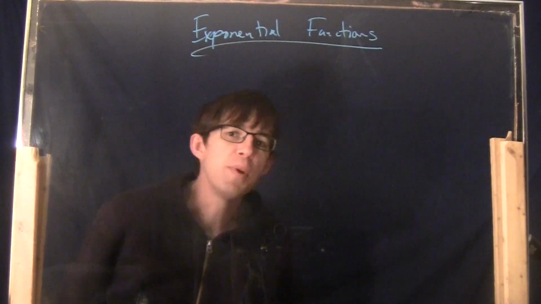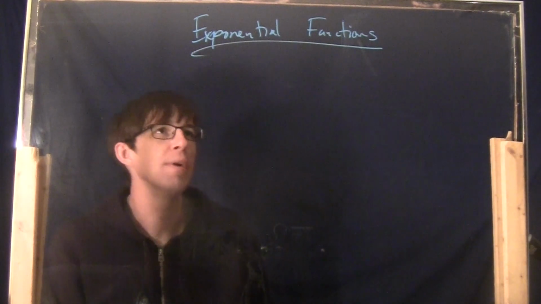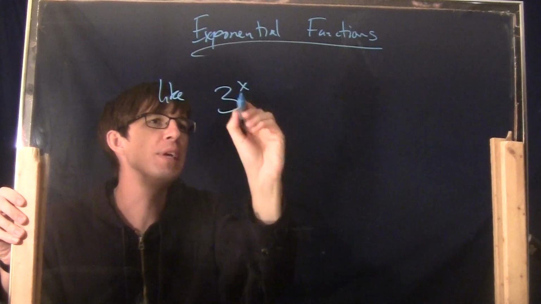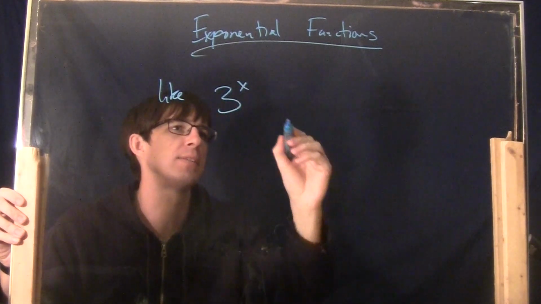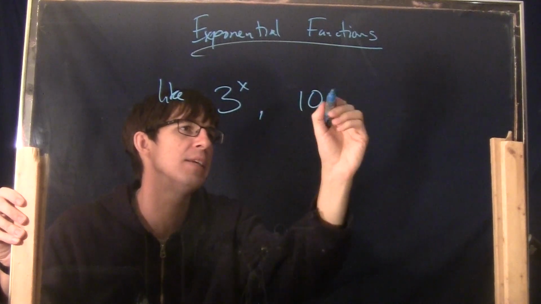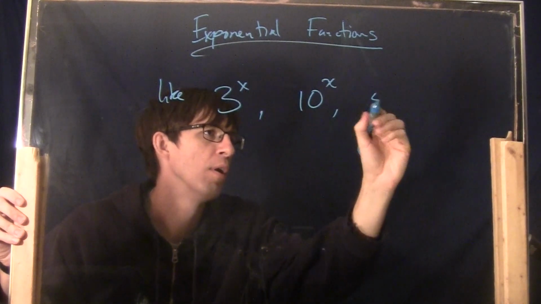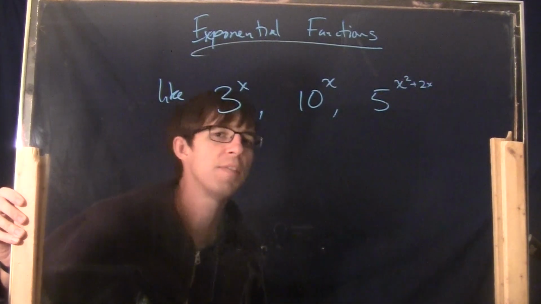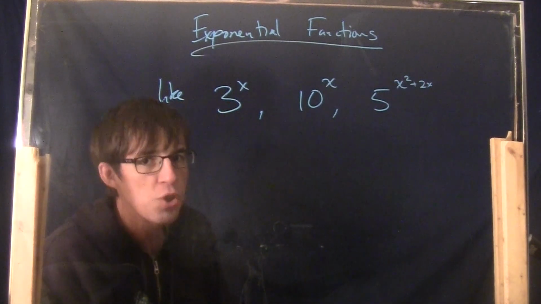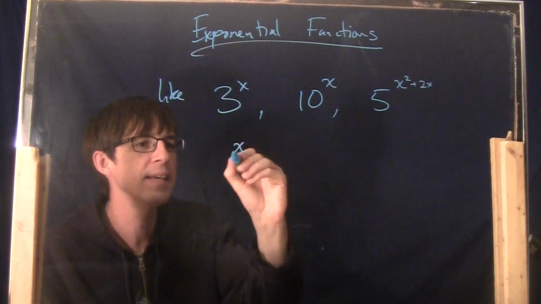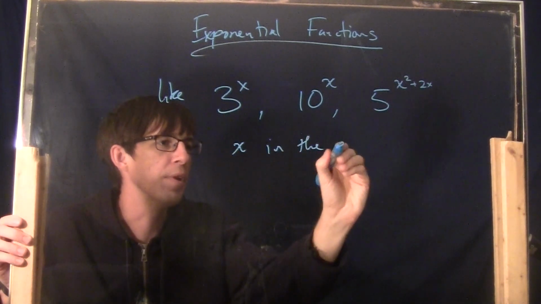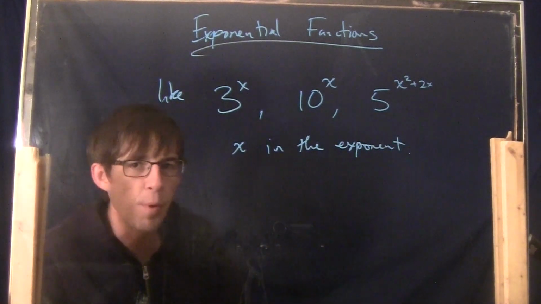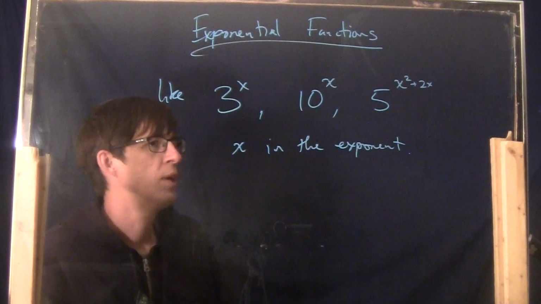Let's talk about exponential functions. All right, an exponential function means something like 3 to the power x, or 10 to the power x, or 5 to the power x squared plus 2x. That kind of thing is called an exponential function. It's when the x is in the exponent. When the x is in the exponent, that's called an exponential function.